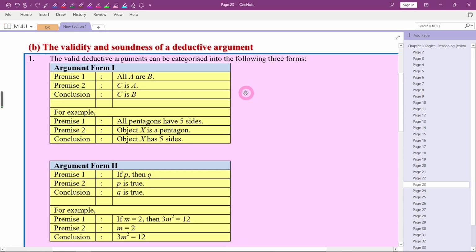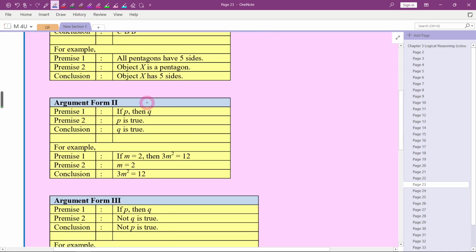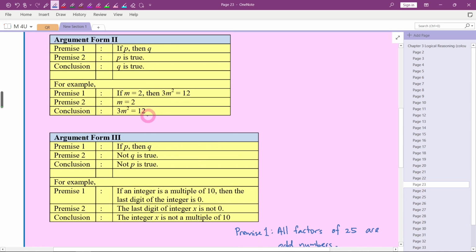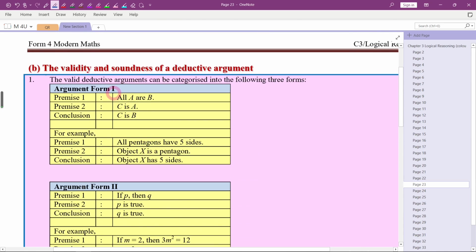Hi everybody, today let's look at the validity and soundness of a deductive argument. So here we have three valid forms of a deductive argument. Let's look at form 1. All A are B. C is A, then the conclusion will be C is B.